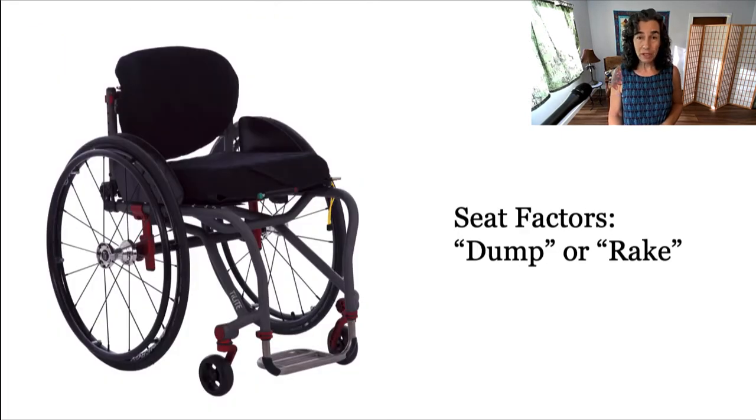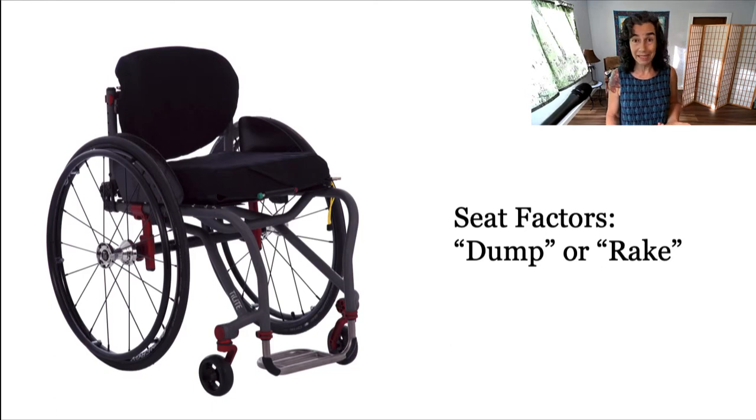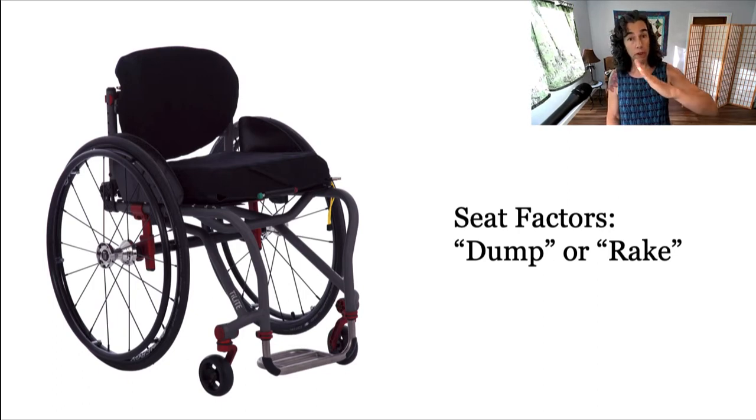Okay, so back to this idea of dump. So seat factors include dump and rake, and they basically mean the same thing. You'll hear both those terms. It refers to the angle of the seat compared to the ground. The back of the seat is lowered, so the front goes up, right? So we have an angle.